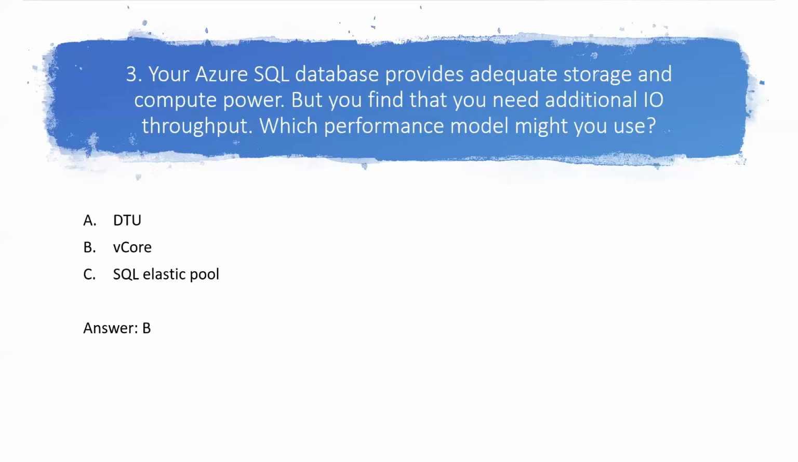Option B is the right answer. vCore gives you greater control over what compute and storage resources you create and pay for. You can increase I/O throughput but keep the existing amount of compute and storage. Option B is the right answer.